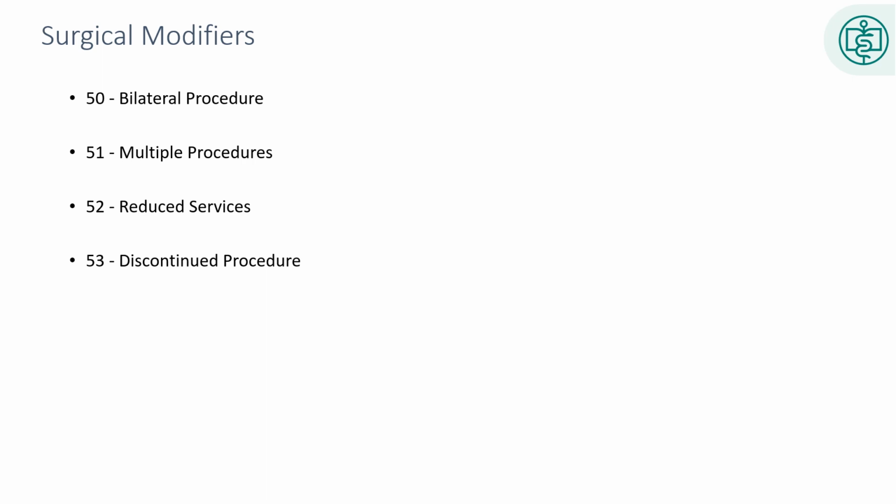Modifier 51 is used when multiple procedures are performed during the same session by the same provider. Services are ordered in descending order based on the RVU. Modifier 52 is used to indicate reduced services, when a procedure is partially reduced, ended early, or eliminated at the provider's discretion. Append 52 to the code. Modifier 53 represents a discontinued procedure. If a procedure is terminated due to extenuating circumstances or circumstances that threaten the well-being of the patient, use this modifier with the procedure code.